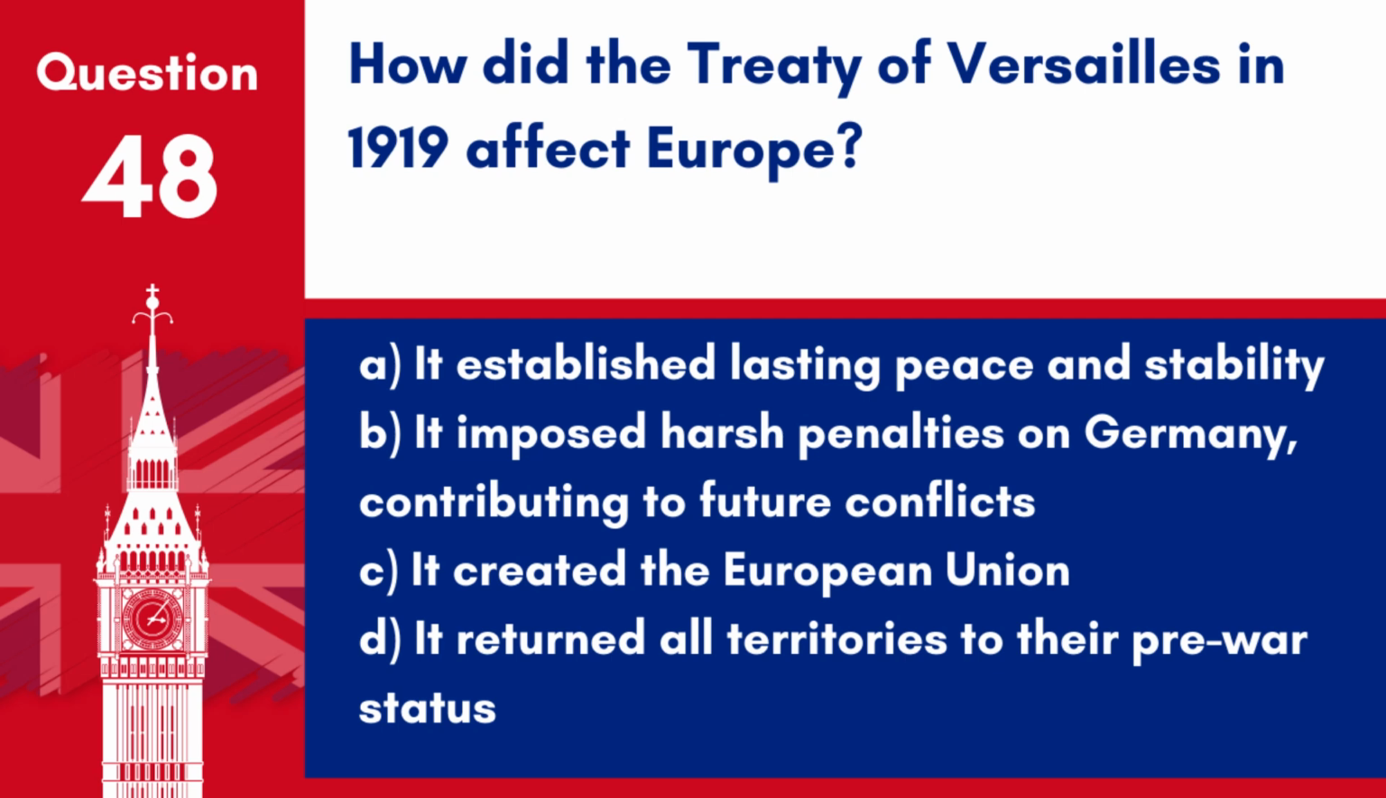Question 48. How did the Treaty of Versailles in 1919 affect Europe? A. It established lasting peace and stability. B. It imposed harsh penalties on Germany, contributing to future conflicts. C. It created the European Union. D. It returned all territories to their pre-war status. Answer: B. It imposed harsh penalties on Germany, contributing to future conflicts. The Treaty of Versailles is often criticized for its harsh treatment of Germany, which contributed to the economic hardships and political instability that led to World War II.